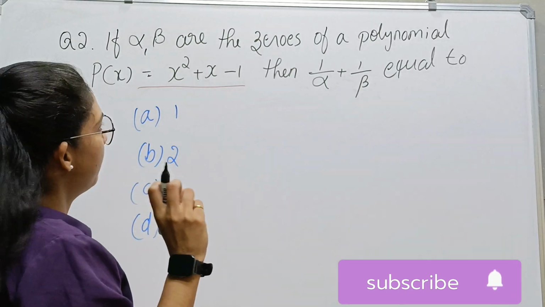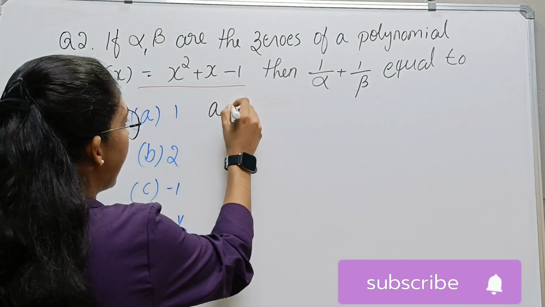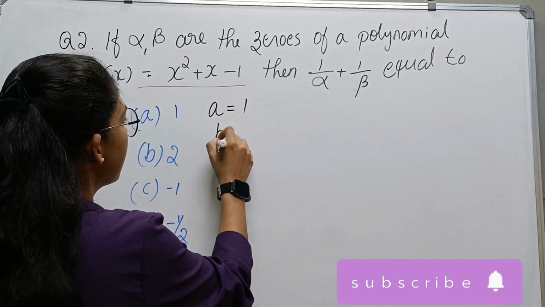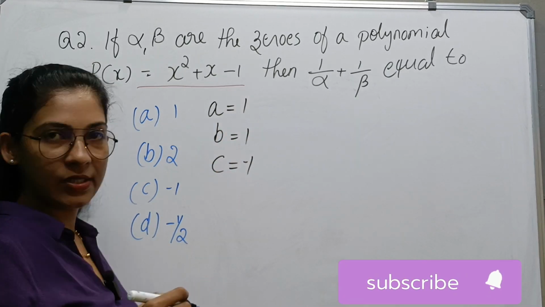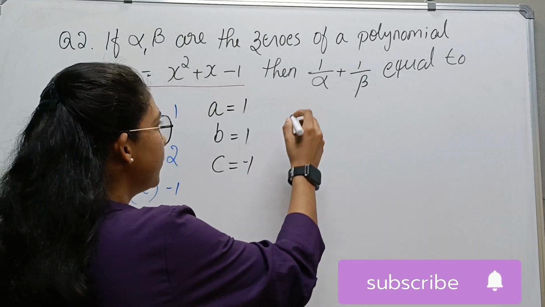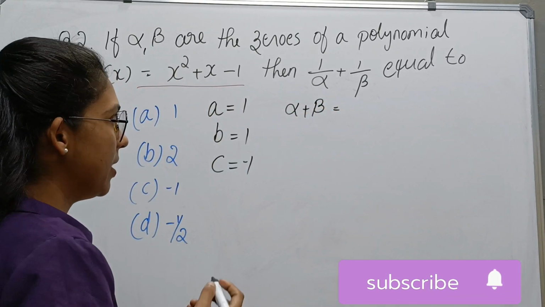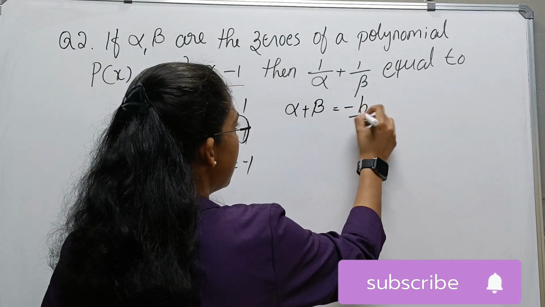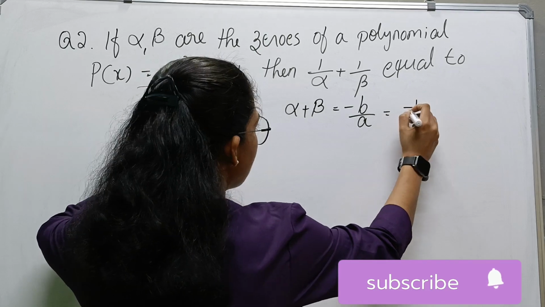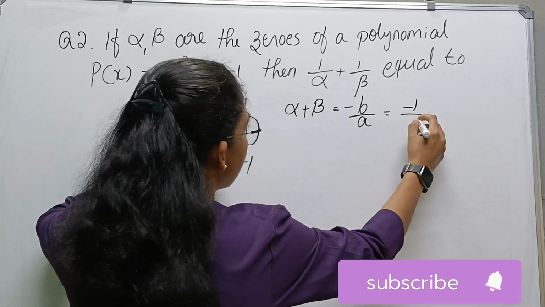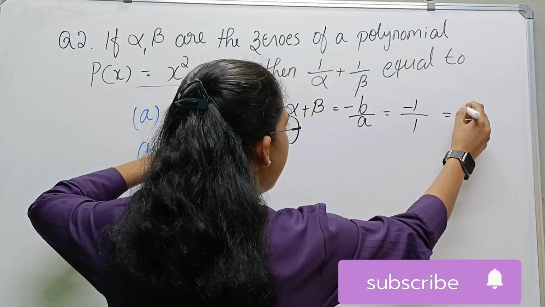So let the polynomial be x square plus x minus 1. What is A? A is 1. B is also 1. What is C? Which is minus 1. Now, sum of zeros, that is alpha plus beta is equal to minus B upon A, which is minus 1 upon 1, which is equal to minus 1.